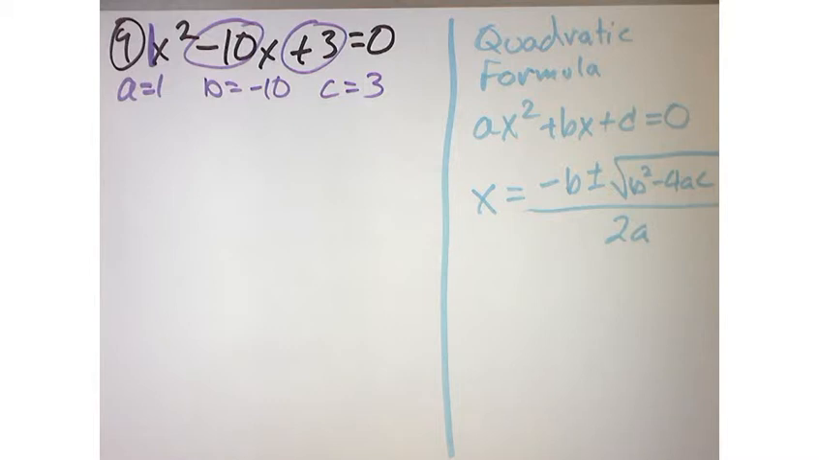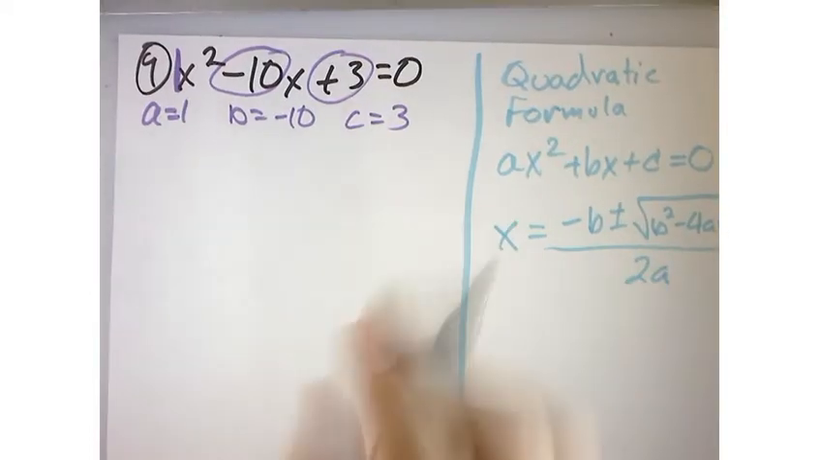Now if we were trying to factor this, you would see that 3 is a prime number, right? So if I multiply 3 times 1, that's the only way I can get 3, but I can't add 3 and 1 to get negative 10. So I can't factor this. So when you can't factor something, you're stuck doing the quadratic formula.